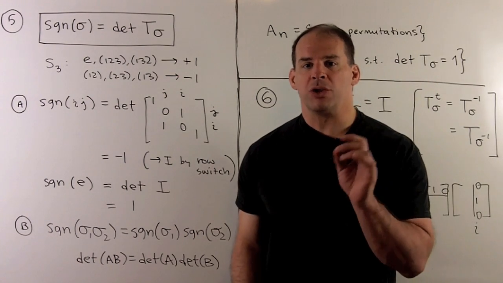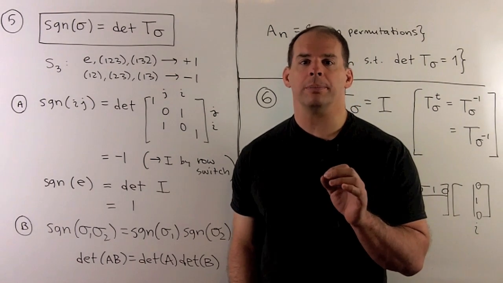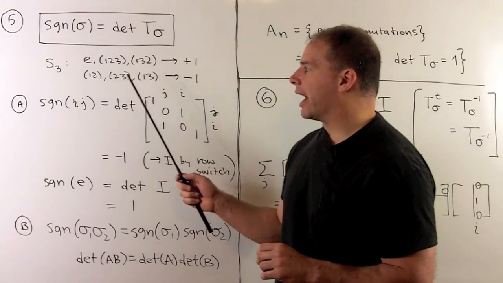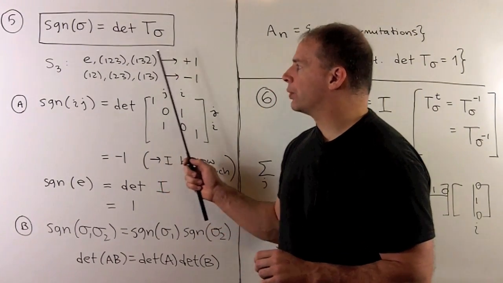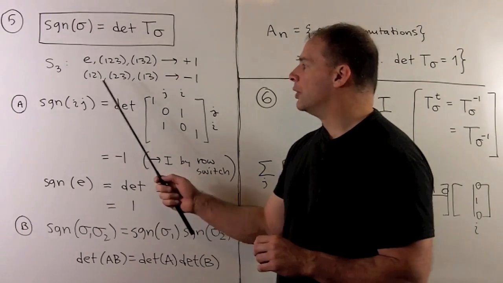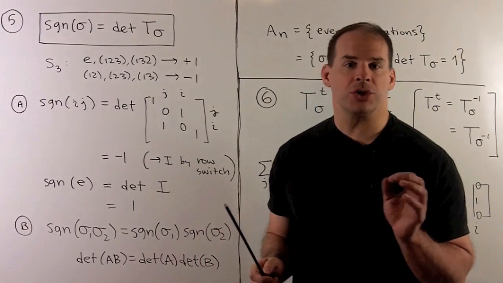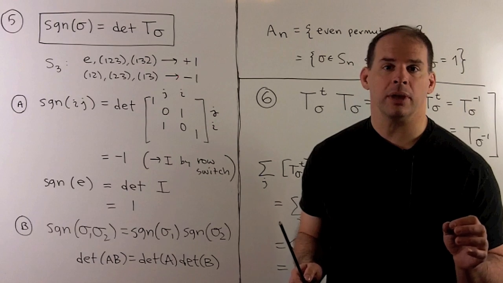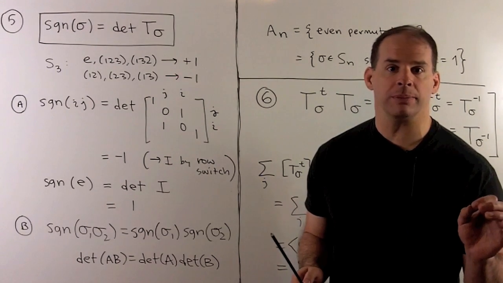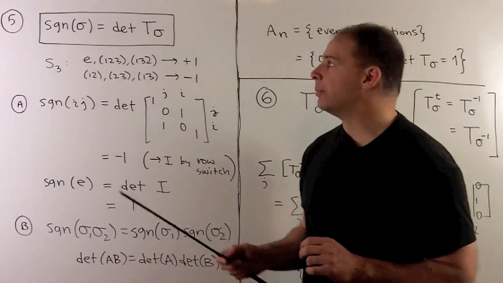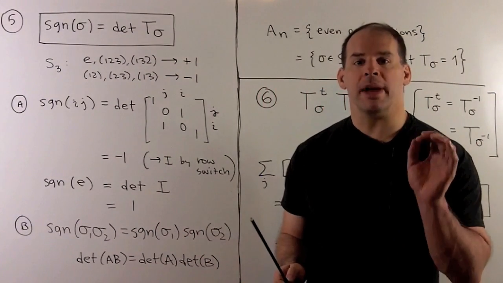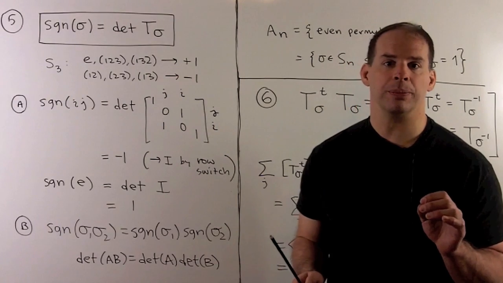Now, the matrices have determinant plus or minus 1, so we should check our example with S3. There, the identity and the 3-cycles have matrices with determinant plus 1. The 2-cycles have matrices with determinant minus 1. That means the determinant of the matrix agrees with the sign function. That'll hold in general. So the sign of a permutation is equal to the determinant of the matrix of the permutation.